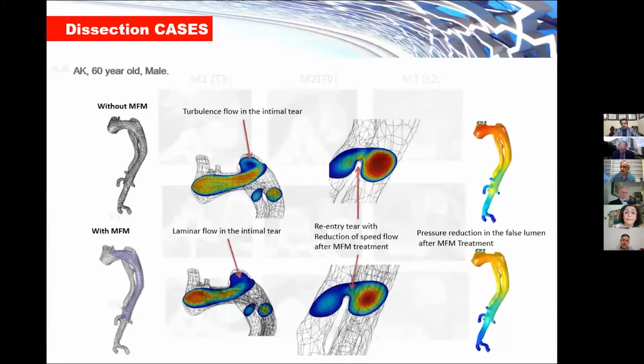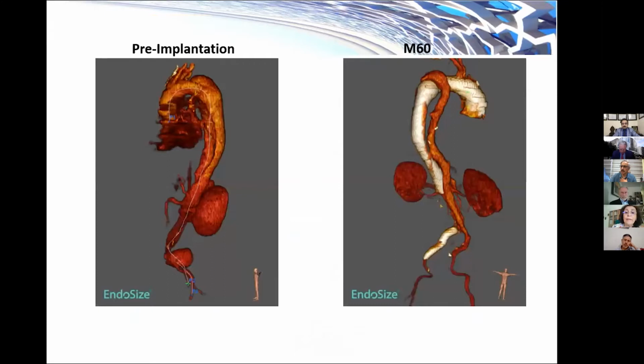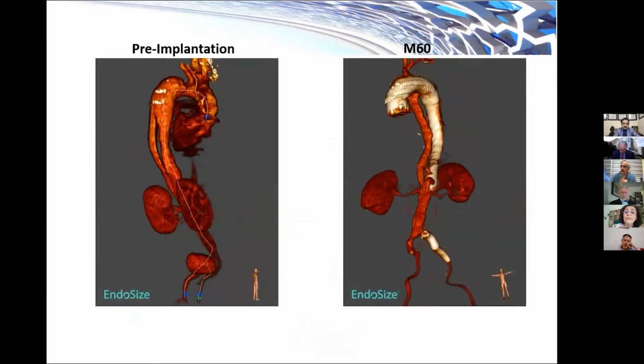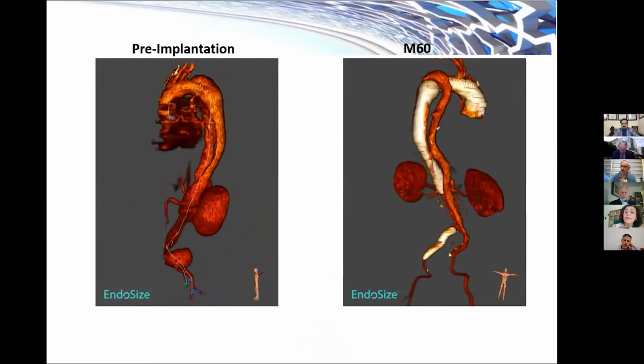The numeric simulation showed that the speed, flow, and pressure reduced in the false lumen after implantation of the MFM. And on this graph, we could see that the false lumen volume for this patient is in regression. And this is the CT scan before the implantation and at 5 years. Unfortunately, this patient died at 7 years in the follow-up by car accident.